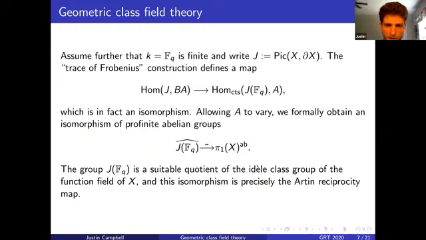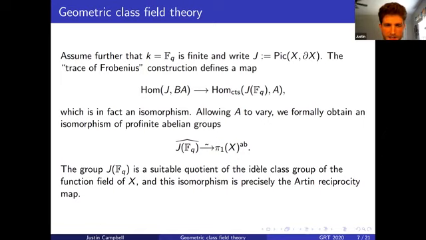And this map, in fact, for this particular group J, is an isomorphism. So this is a consequence essentially of Lang's theorem. So if I allow A to vary here, then I formally obtain an isomorphism of profinite abelian groups between the profinite completion of the F_q points of J and the abelianization of the étale fundamental group of X.